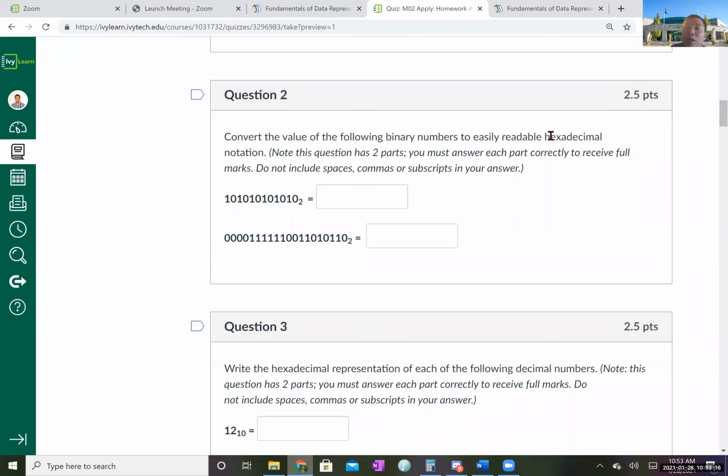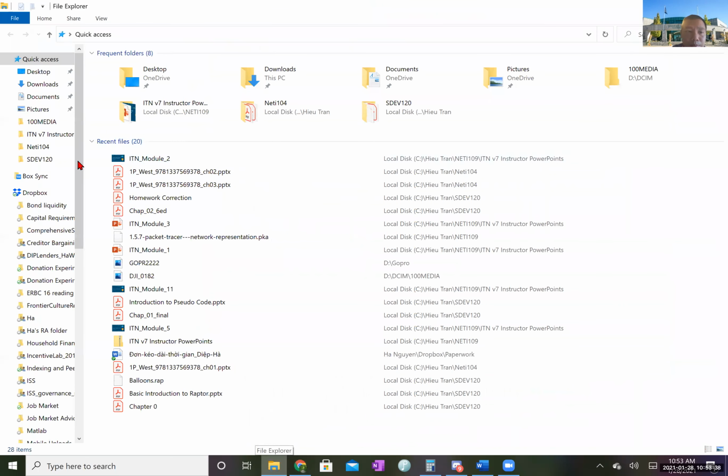For this one you have to convert it to hexadecimal, right? So you know that in the case of hexadecimal, you have to group every 4 bits together from the right to the left. And if you look back at the slide from last time, let me see where you have it.